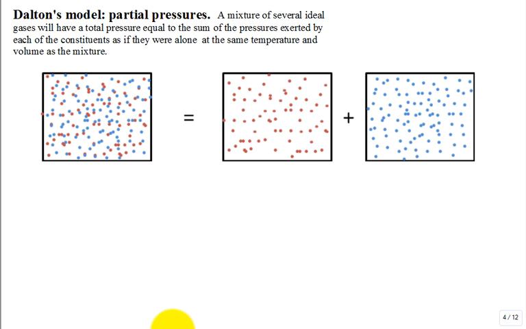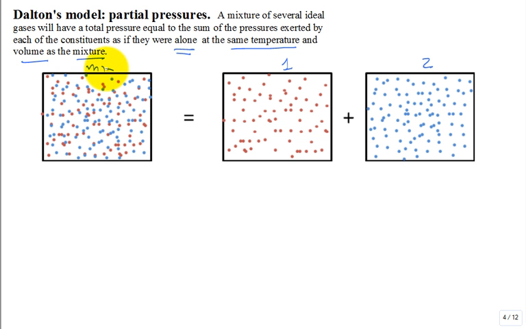Now we'll talk about partial pressures. To discuss partial pressures, often we introduce the concept of Dalton's model. So here's a description of Dalton's model. A mixture of several ideal gases. Think of just two components, component 1 and component 2, color-coded red and blue for illustration purposes. They have the total pressure equal to the sum of the pressures exerted by each of the constituents as if they were alone at the same temperature and volume as the mixture.